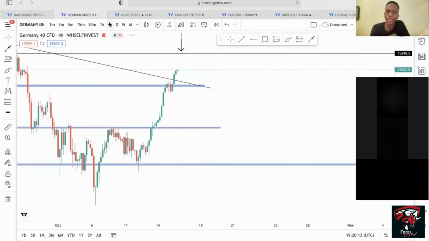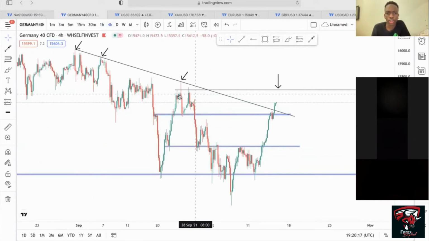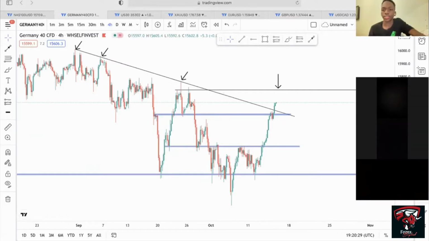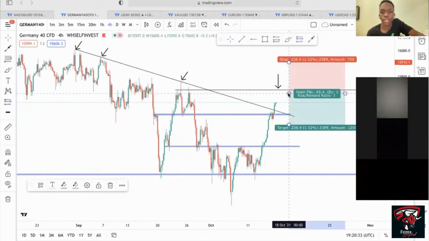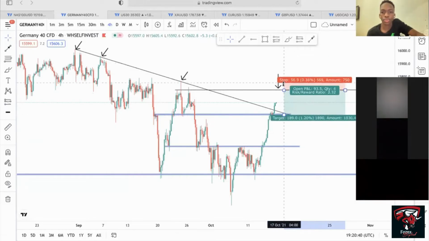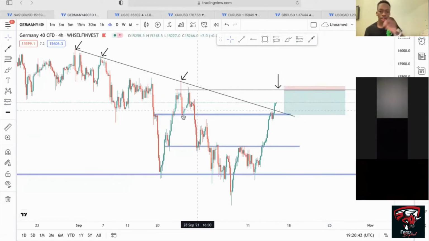So for German 40, I am waiting for the next zone, which is here at 15,698. I'm waiting for a triple top pattern to sell German 40. I'm going to wait and see how German 40 reacts to this zone over here.